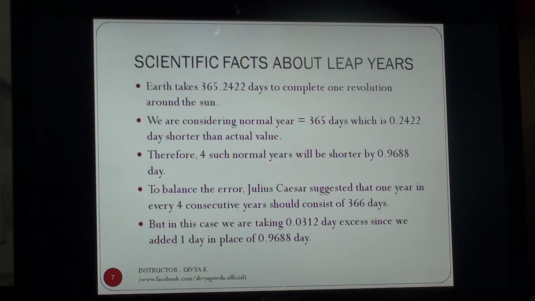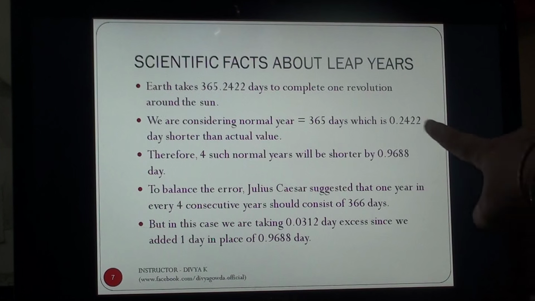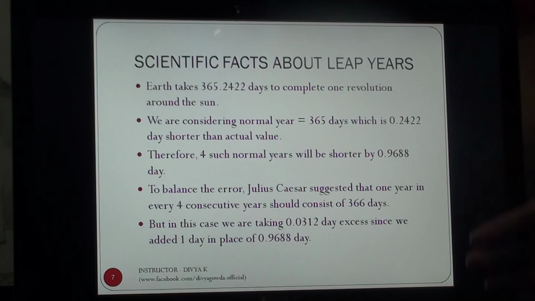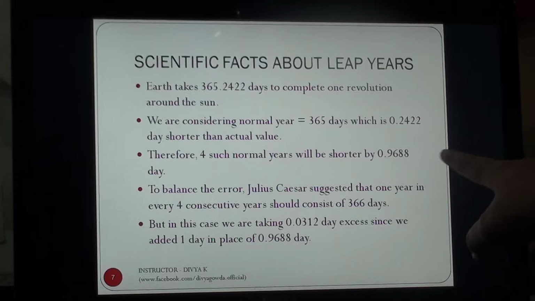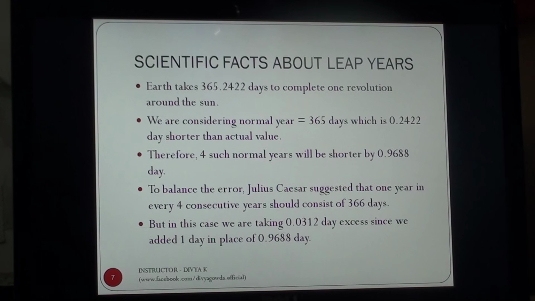So what they did was add up for 4 such normal years. If you add 0.2422 4 times, you end up with 0.9688, which is approximately 1. To balance this error, Julius Caesar suggested that 1 year in every 4 consecutive years should have 1 day extra, that is 366 days.